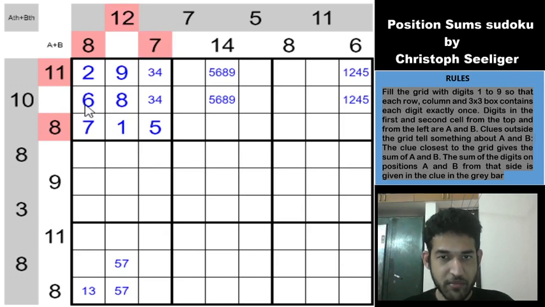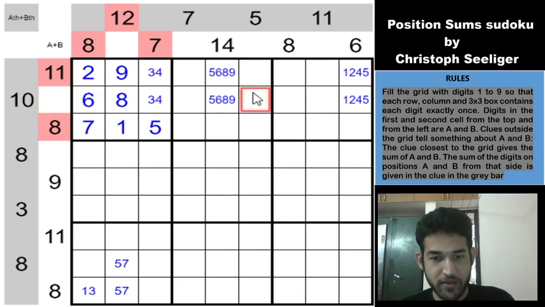Okay, 10. We can make use of the 10 now. We have 6 and 8. So which means that the 6th cell and the 8th cell must add up to 10. And without the 8 and the 6 in the sum, these two cells must be 1 plus 9, or 3 and 7.